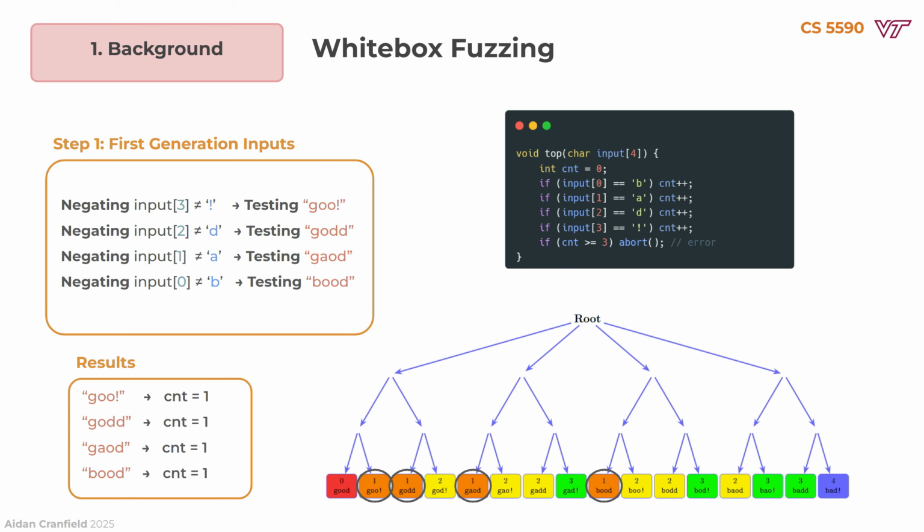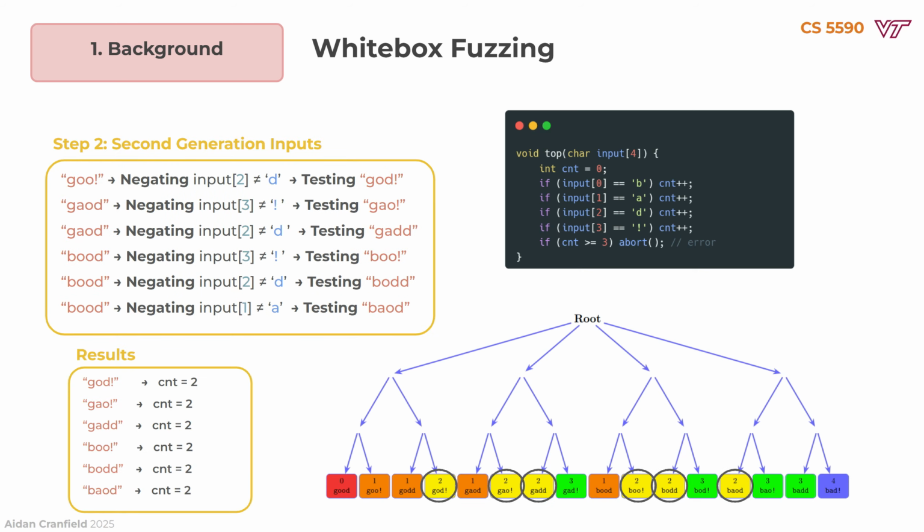Now we can move on to the first generation inputs. We start negating constraints, and when I say negating constraints, I mean that we use that path in our execution. And when we follow the inputs to test, we get goo, exclamation point, God with 2 Ds, Gowd, and Bood. And the final counts are shown here, and we can see that they all equal 1. So we don't get any crashes yet. And these inputs are now shown on our tree as the first generation.